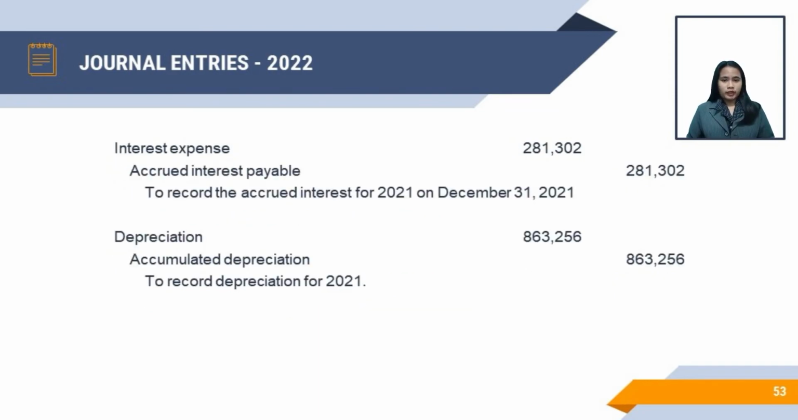For our next journal entry for the year of 2021, we have to debit the interest expense of 281,302 and to credit the accrued interest payable of 281,302 to record the accrued interest for 2021 on December 31, 2021. So, itong value nito, makikita natin to na sinolve natin sa table of amortization.